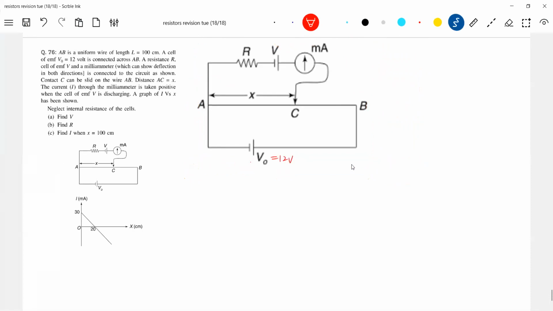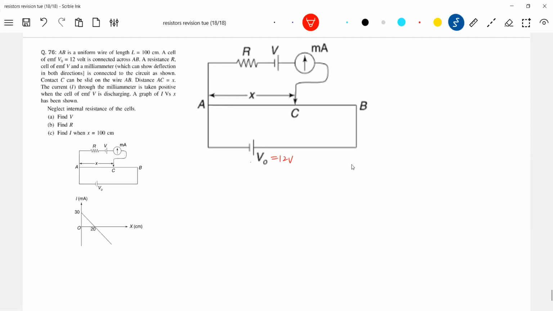V naught is 12 volt. Length AB is 100 cm. A cell of EMF V naught 12 volt. Resistance R. Okay, this is NV and a milliammeter which can show deflection in both directions. The milliammeter is shown in the figure. Contact C can slide on the wire AB. Distance AC is equal to X. Okay, I think this is what it is giving.